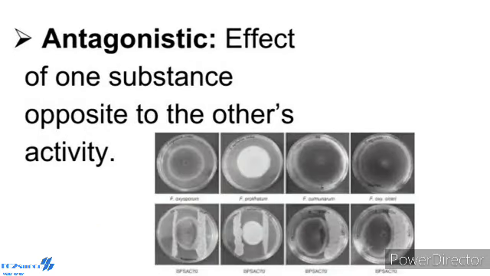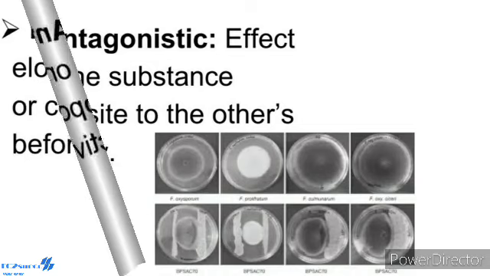Next one, antagonistic. The effect of one substance is opposite to the other's activity. The effect of two substances in such a way that they have opposite effects on the same process. One accelerates and the other inhibits. Example, abscisic acid and gibberellin during seed or bud dormancy. Abscisic acid induces dormancy and gibberellin breaks it.